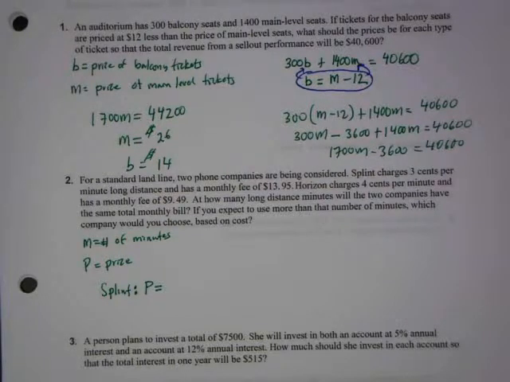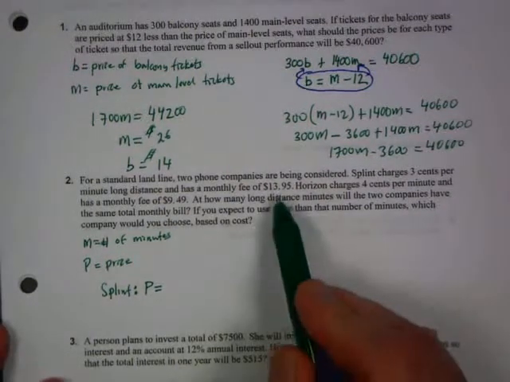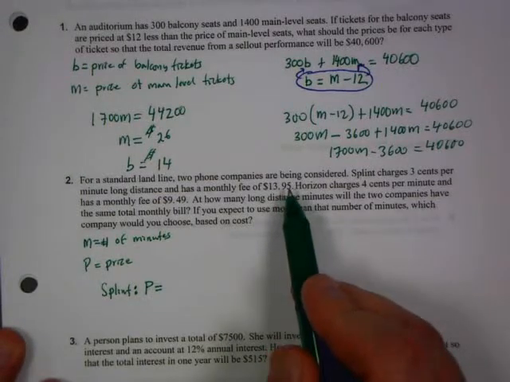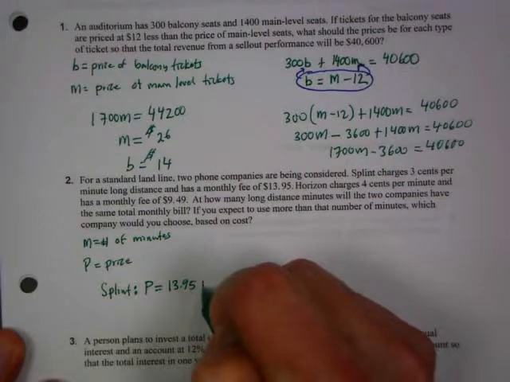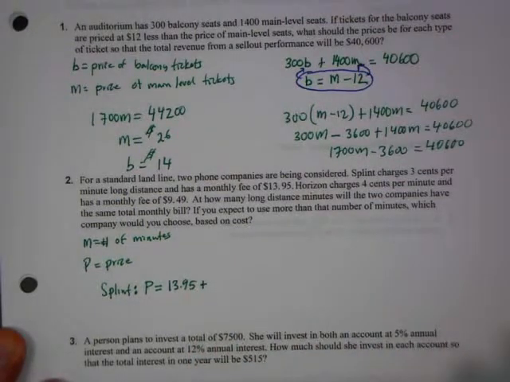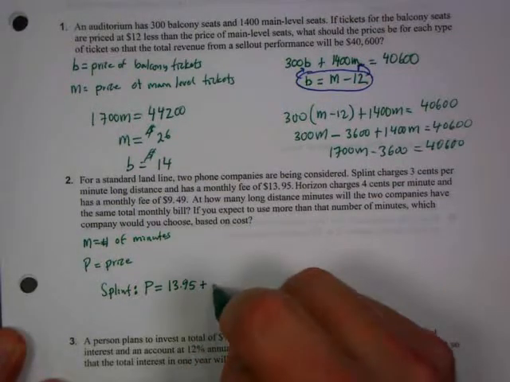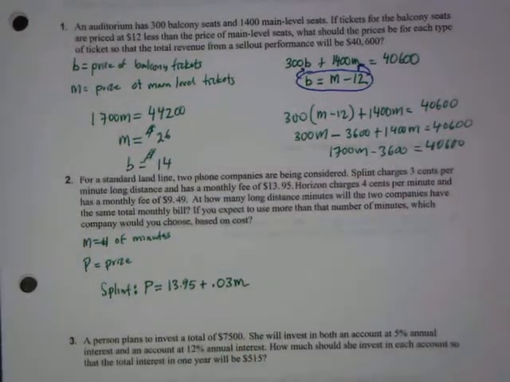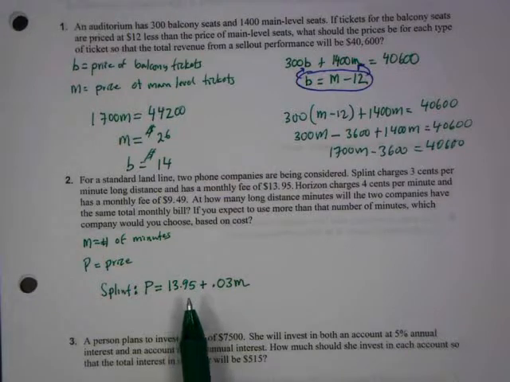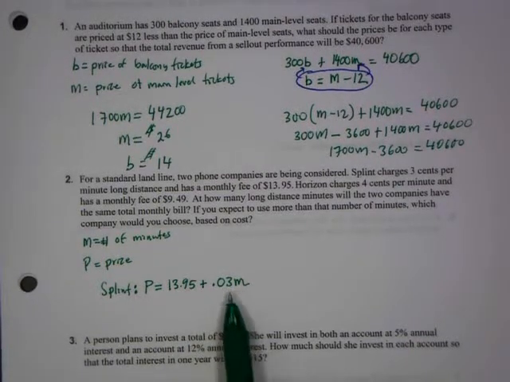$13.95 plus 3M. It costs me $13.95 just to get the phone set up, plus I think it needs to be 0.03 M. Why 0.03 M? It's 3 cents per minute. Gotcha. So Sprint charges me $13.95 right up front just to have the phone in my house, and then every time I make a long distance call, they charge me extra.